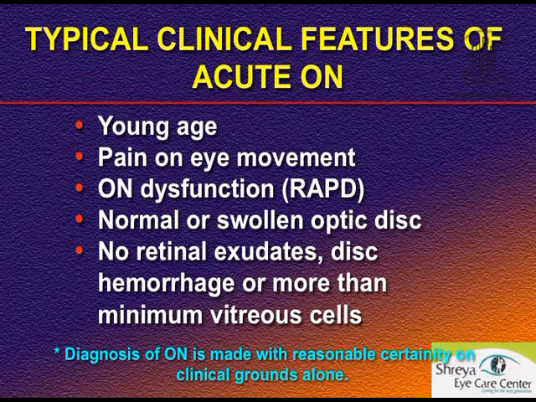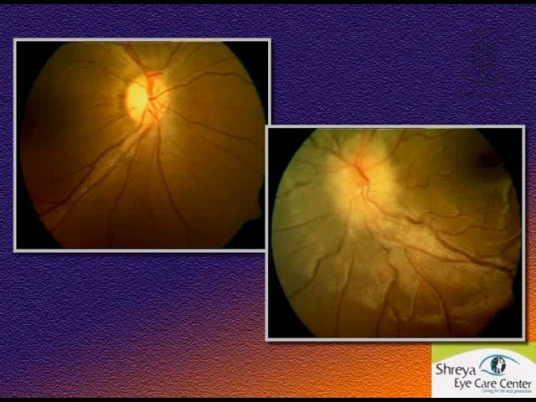These are some of the things which are not characteristic of an optic neuritis because of a demyelinating disease: the presence of exudates, hemorrhage, or more than the minimum amount of vitreous cells. This is a marked disc edema and a mild edema there.